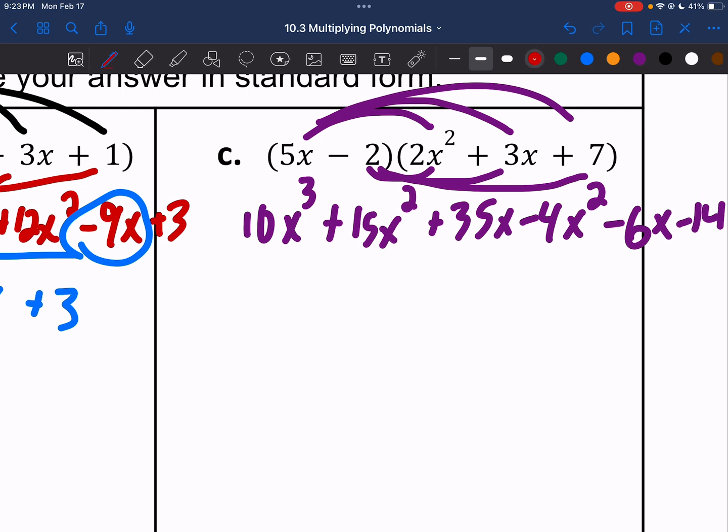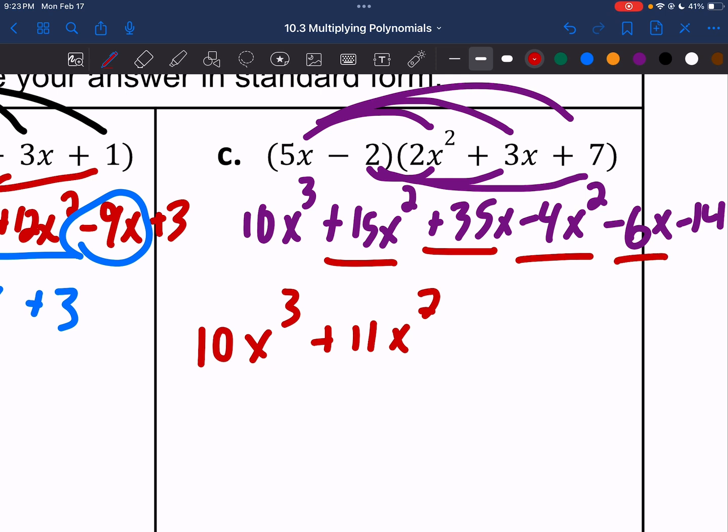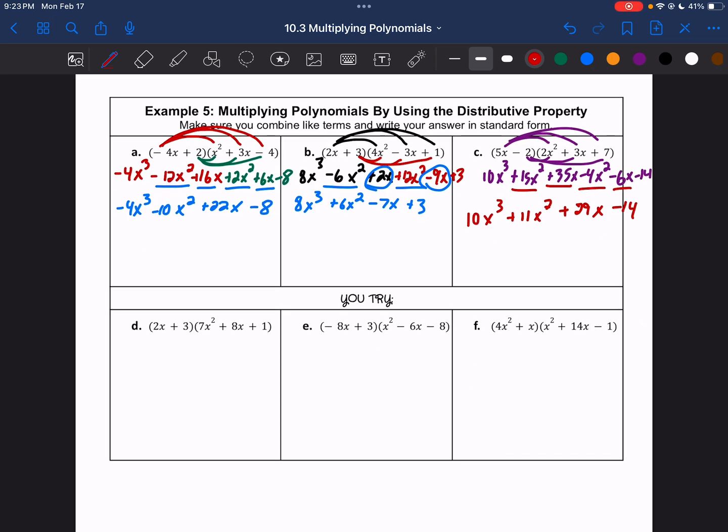Combine like terms. Nothing combines with 10x cubed. We've got 15x squared minus 4x squared, so that's plus 11x squared. We have 35x minus 6x, so that's plus 29x. And we have minus 14. Okay, so that's our 3 problems there. We're going to go ahead and do the 3 you try problems. Try them on your own and then check your work against mine.